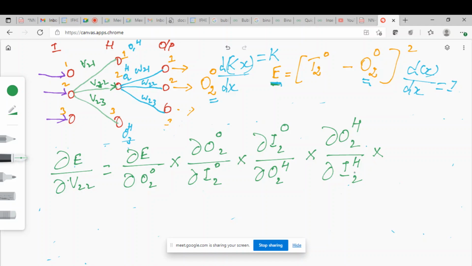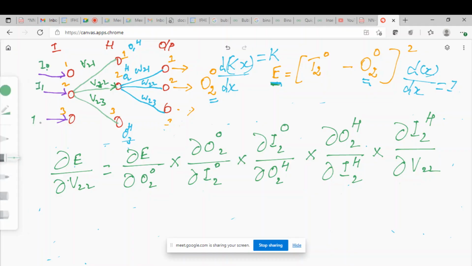So what will come here? The input for the second neuron of the hidden layer should be differentiated with respect to what? With respect to V22. Are you getting? Of course, here not only weight is there, this input is also there. So if this is I0, this is I1, this is I2, then it is I1 into V22. Before I1, V22 comes, and we are interested in V22, so we do this.